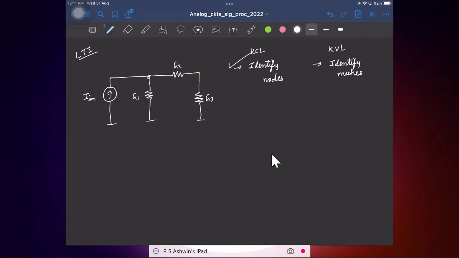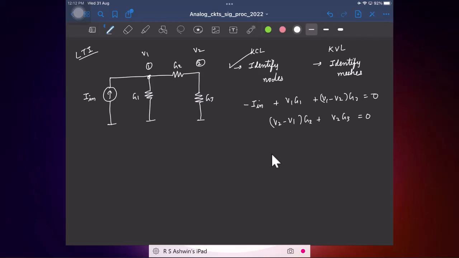All simulators. And let's say you write KCL at these two nodes. Let me label them 1, 2, and the voltages are V1, V2. Let's quickly write KCL. What is the KCL at node 1? The current leaving node 1 is minus I in, plus V1 G1, plus (V1 minus V2) G2, equals 0. Similarly at node 2, I will have just (V2 minus V1) times G2.